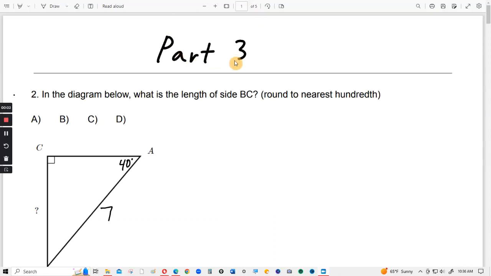Okay, part 3 of the review problems for the geometry final. This will be exclusive for geometry honors.